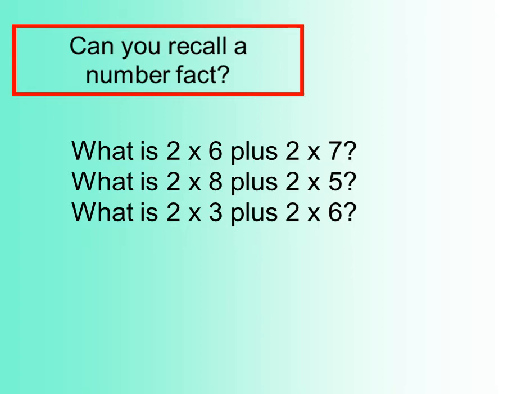You should end up with 2 times 6 is 12, 2 times 7 is 14, that's 26 in total. So do the same with the next 2 number sentences, please. What is 2 times 8 plus 2 times 5? And then what is 2 times 3 plus 2 times 6? Check your answers. Pause the video while you work that out.